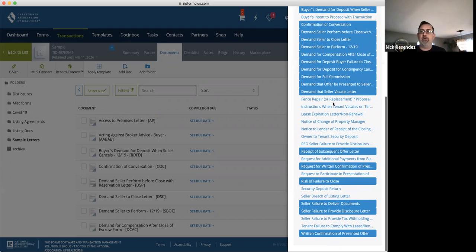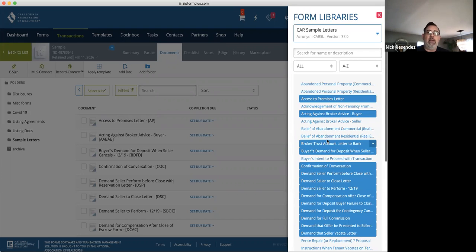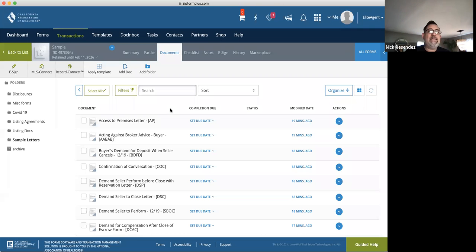And there's probably 30 or so in here. And I've picked out, like I said, a handful that I thought we would review today. So let's take a look and see what we got in here. Okay, the first one that we have is, and this is just in no particular order, that's alphabetical based on when I added them to my zip form. So the first one is this: access to premises letter.